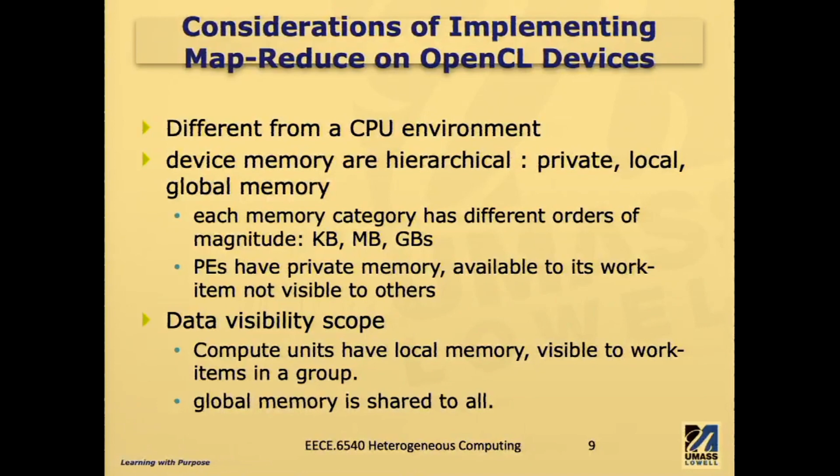And these three different memory structures have different orders of magnitude in size. Private memory is expected to be kilobytes or even smaller, local memory is expected to be in the megabytes range or smaller, and global memory is expected to be in the gigabytes range. So that's roughly the order of these different memory structures in size.